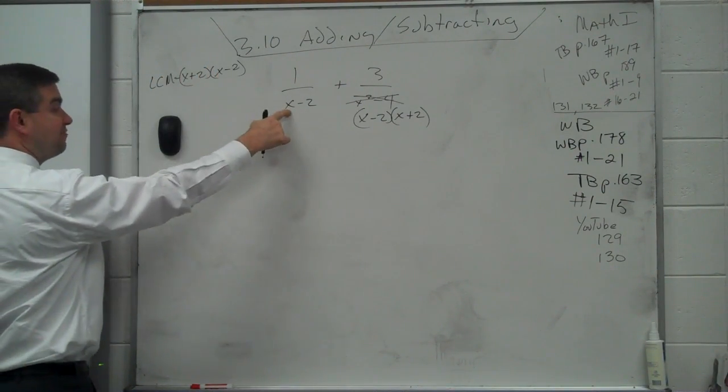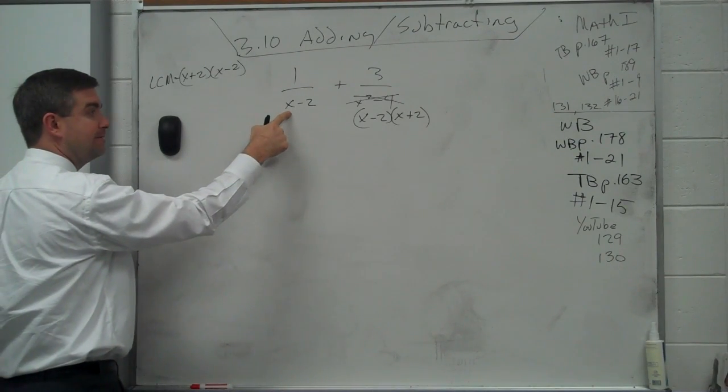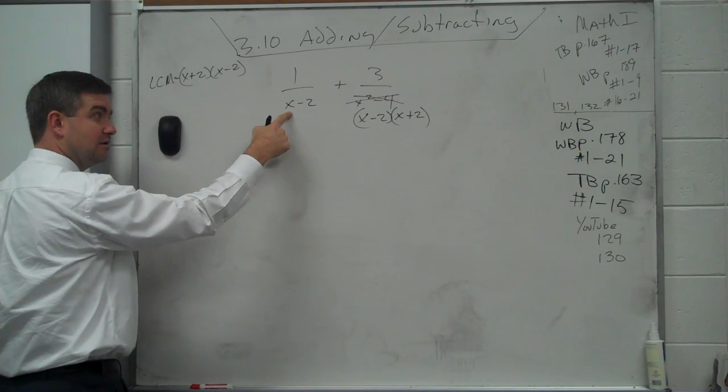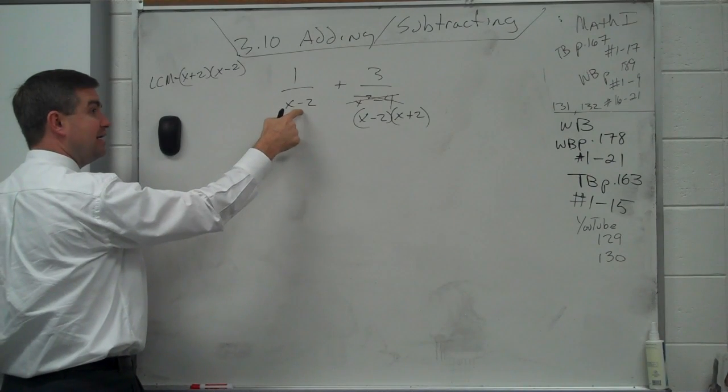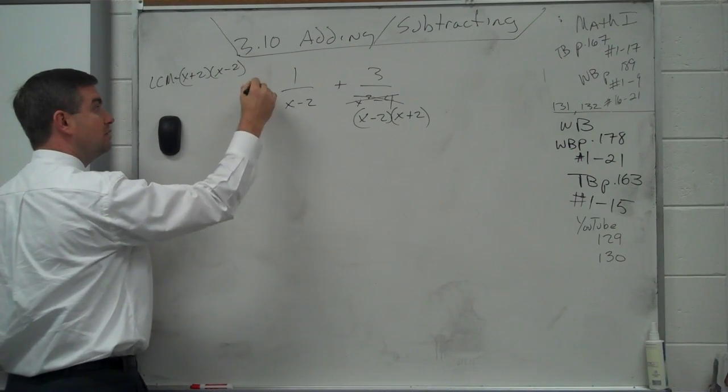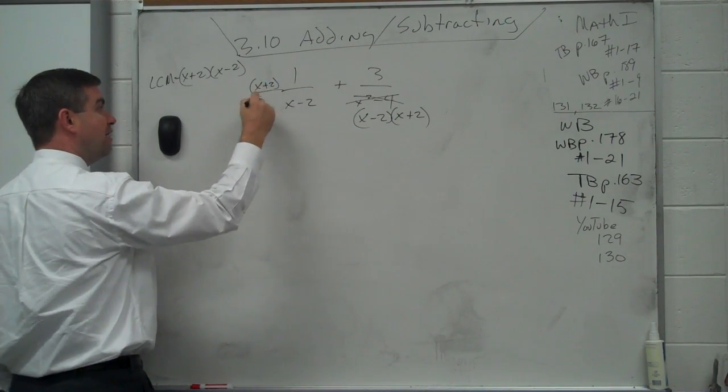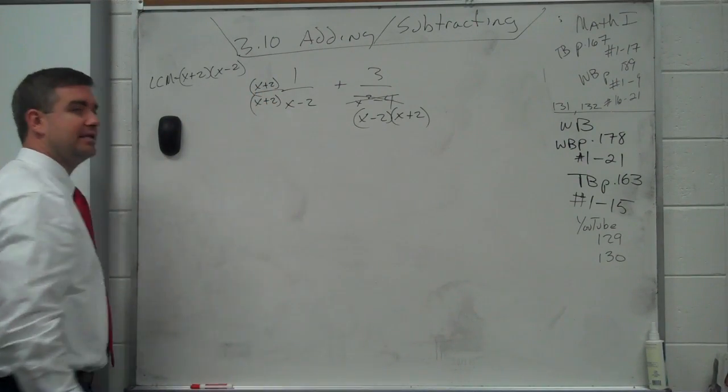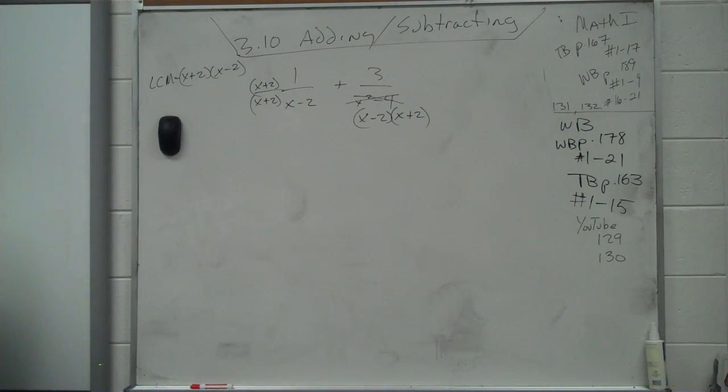Do I need to multiply this first fraction by anything? No. You sure? Wait. Is my denominator okay? No. It needs to be x plus 2 also. X plus 2 over x plus 2. Why do I have to do it on the top and the bottom? Because it's not going to be equal. That's right, it's not equal to 1. I have to do the top and the bottom.